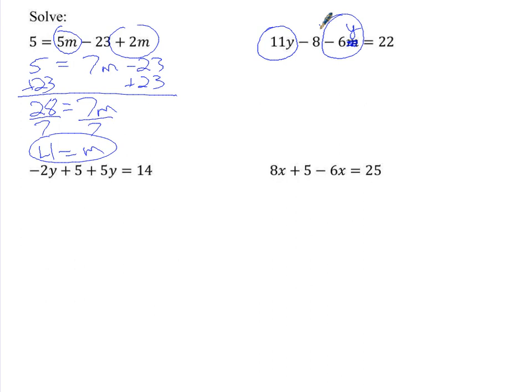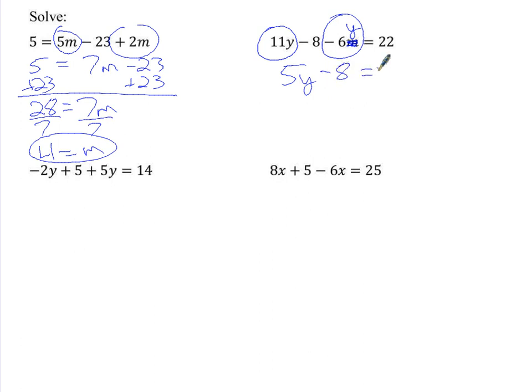We are adding these two things together. I have 11 y's, and then I have negative 6 y's. So I get 5y. We are combining them, which means we are adding them. But that is a positive 11 and a negative 6, so it behaves like subtraction. 5y. And then what?